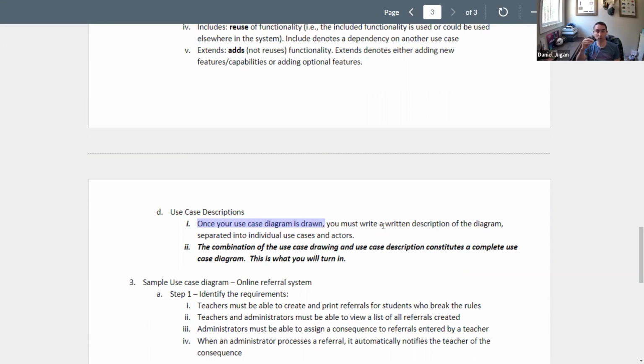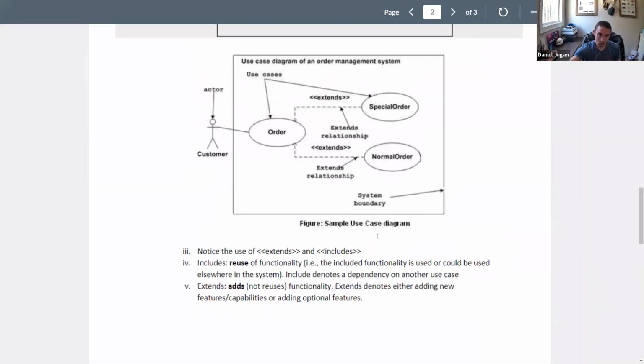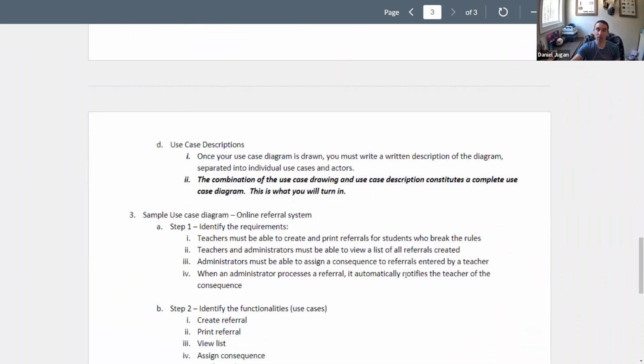The way this works is you essentially write out a series of sentences that explains what the diagram represents. So a customer places an order, and the order is either a special order or a normal order, where normal order and special order extend order. So you essentially describe in written language, in sentence form, what the diagram represents. The combination of the use case drawing and the use case description is what constitutes a complete use case diagram. This is what you're going to turn in.